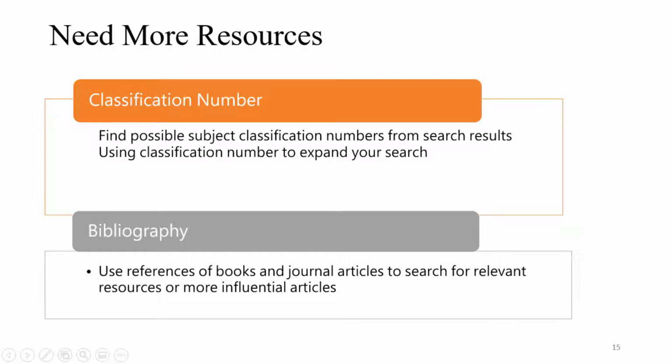First, classification number. Classification numbers are a combination of letters and numbers that represent the subject or form of an item being cataloged. So, you can find possible subject classification numbers from search results, then use the classification number to expand your search. Another one is bibliography. You can get more relevant resources or more influential articles from the references of books or journal articles.